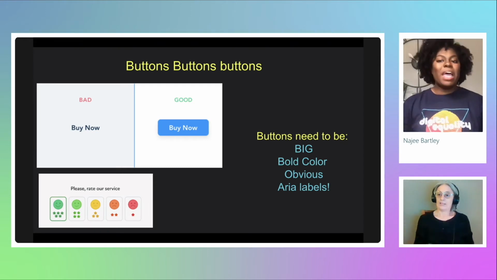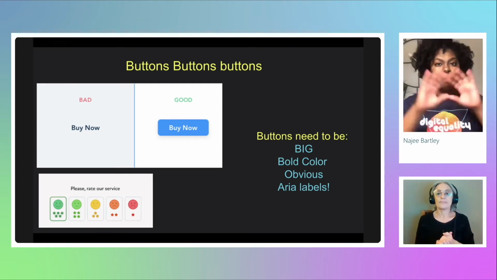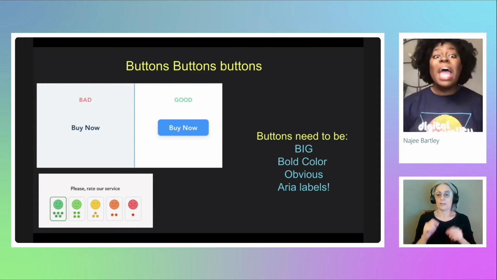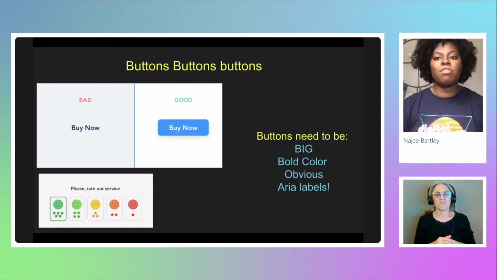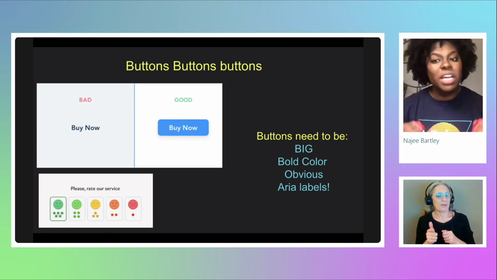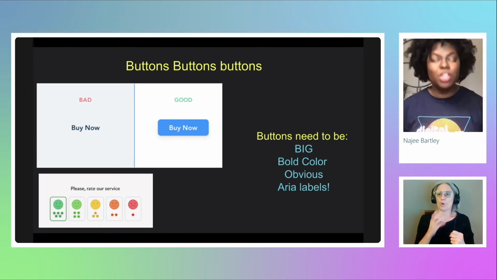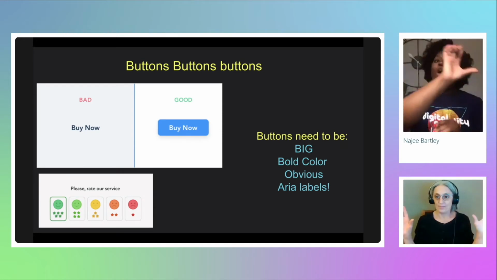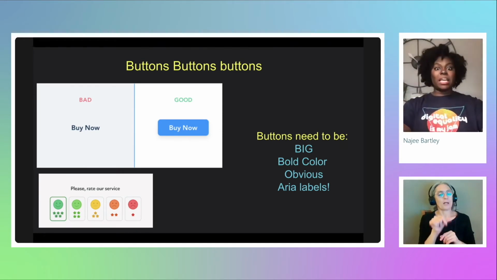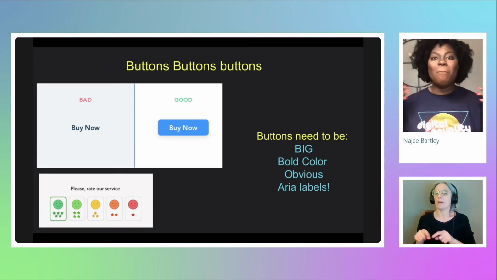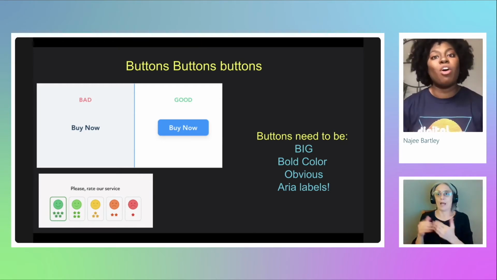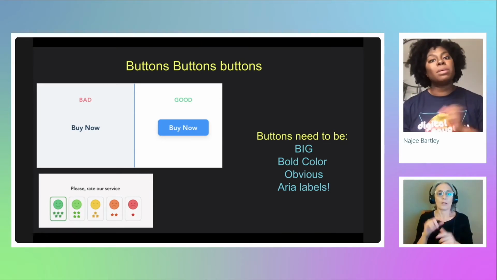So now, as you see, buttons need to be big, bold in color, obvious. We can talk about that part later. If all your text is black, your button should be orange, pink, blue, make it big. And we need that ARIA label. But let's talk about some ARIA code next.